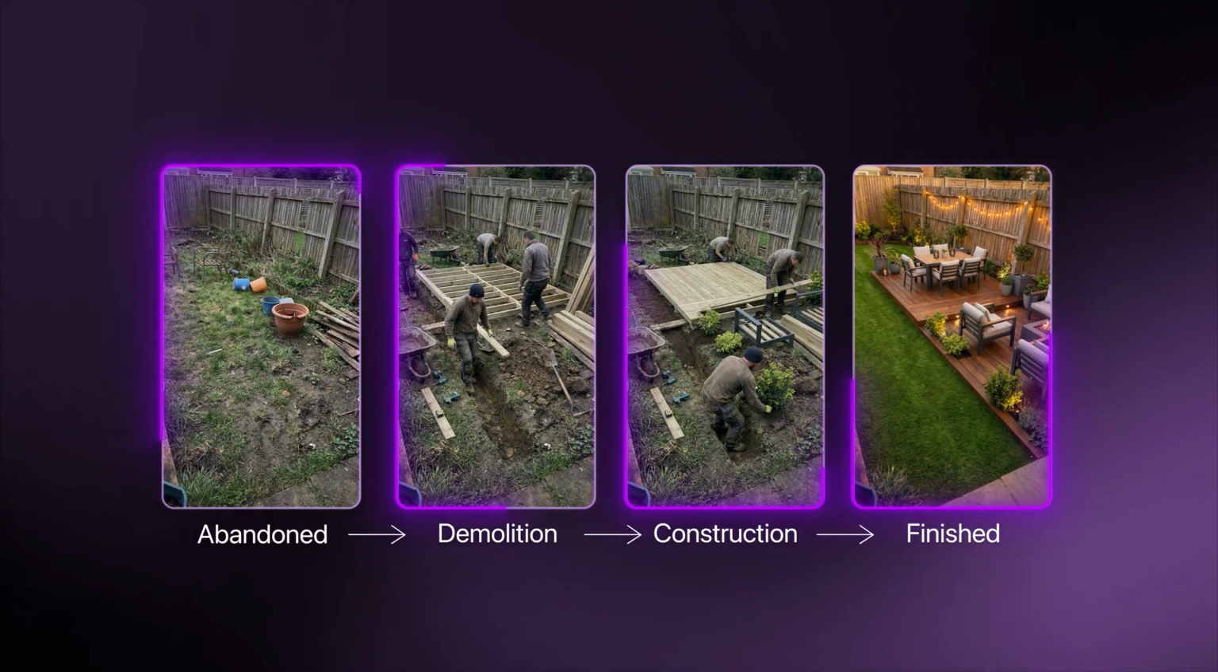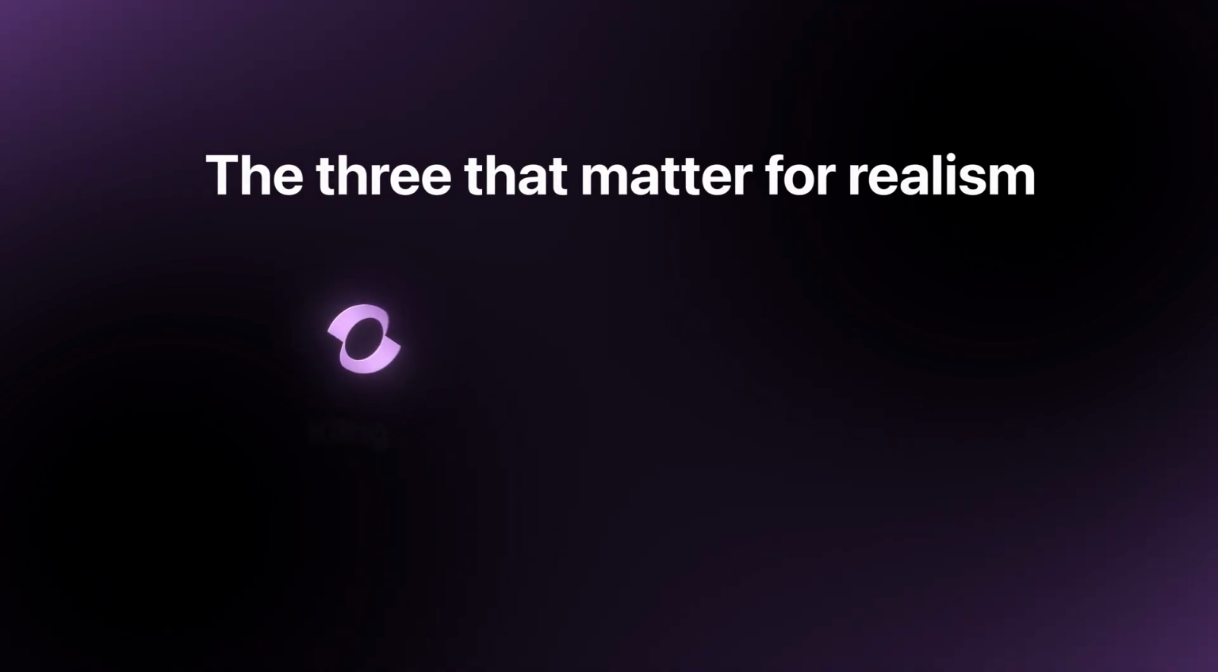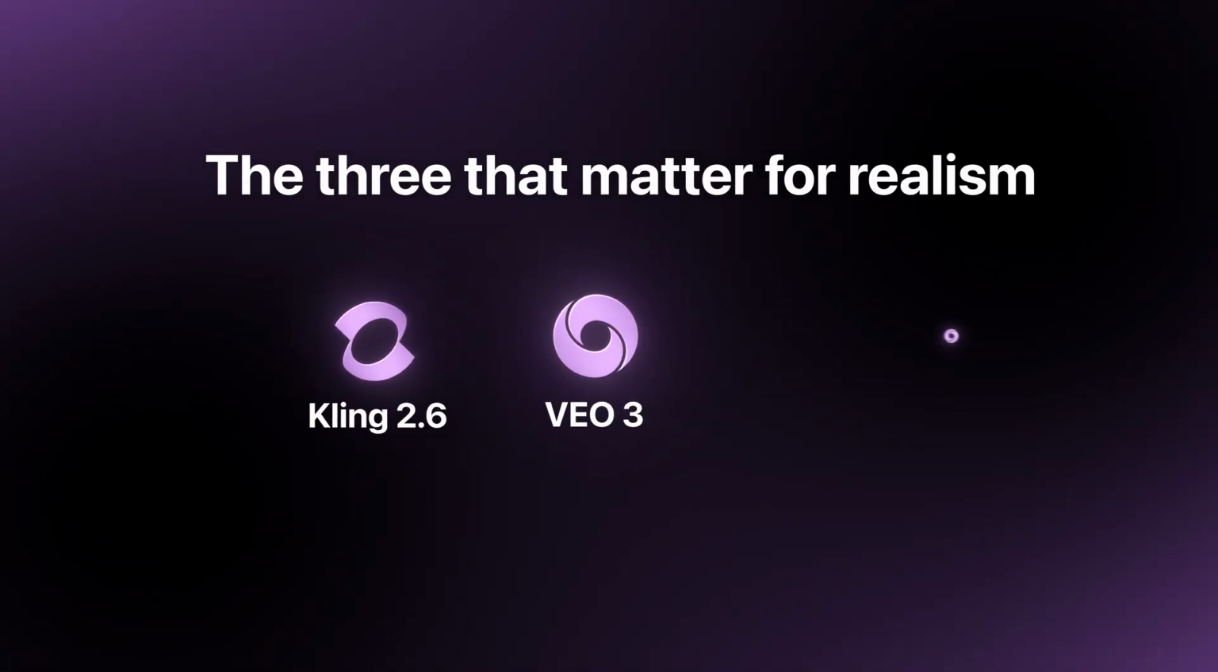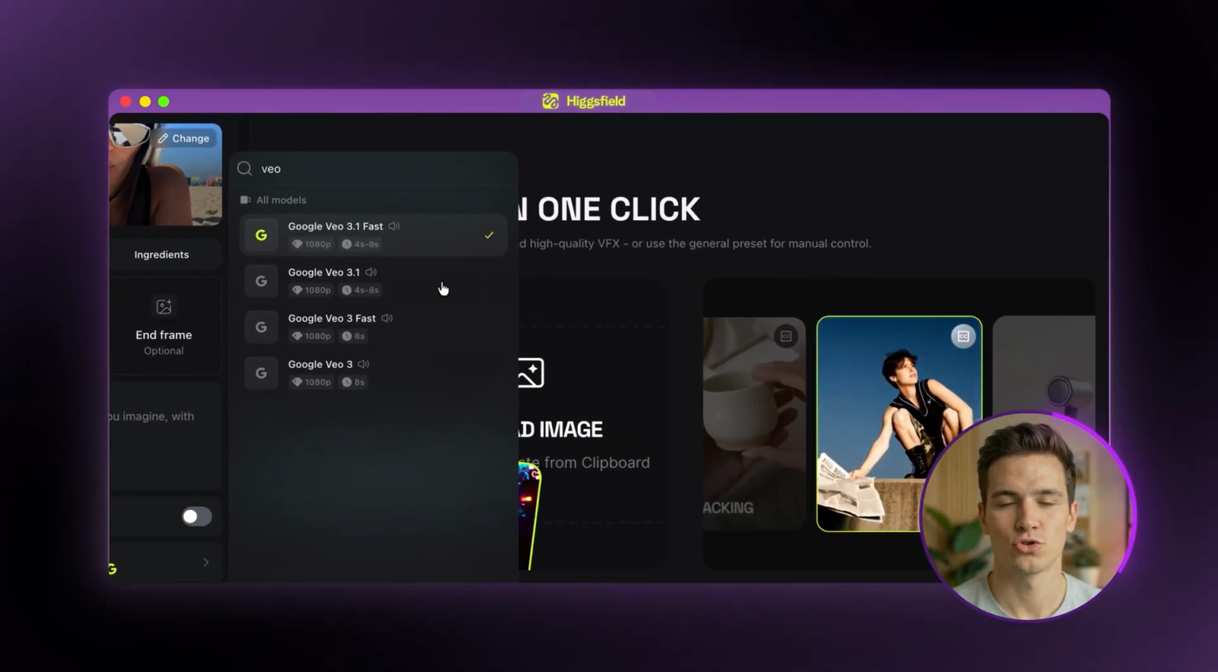Now we animate them. Click Video. Create video. Higgsfield gives you multiple video models. This is where doing it inside Higgsfield saves time. You can test different models without re-uploading. The 3 that matter for realism: Kling 2.6, VEO 3, and VEO 3.1 Fast. My recommendation is VEO 3.1 Fast. It's fast, handles outdoor motion well, and it's the most realistic model available right now.